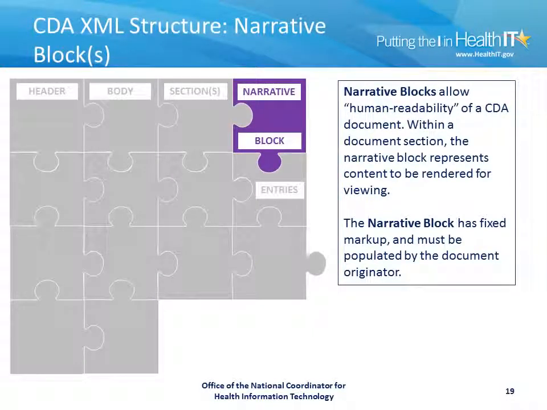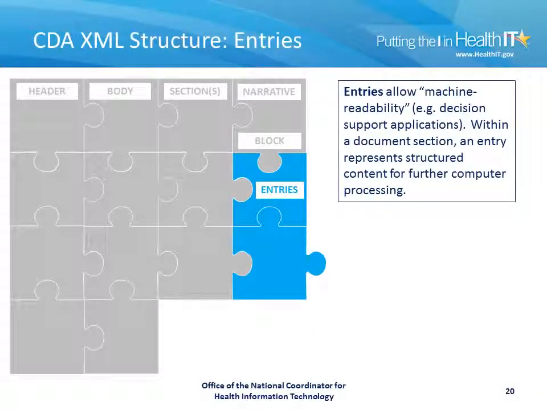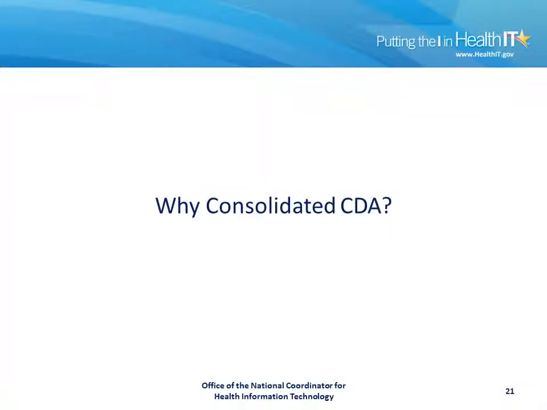The narrative block within each section allows the human readability of a CDA document. Within a document section, the narrative block represents the content to be rendered for viewing. The narrative block has fixed markup and must be populated by the document originator. Entries allow for the machine readability of the data in a CDA document. The goal of entries is to convey the same information that is included in the narrative block, but in a format that a computer program could understand and incorporate into an EHR technology on the receiving side.